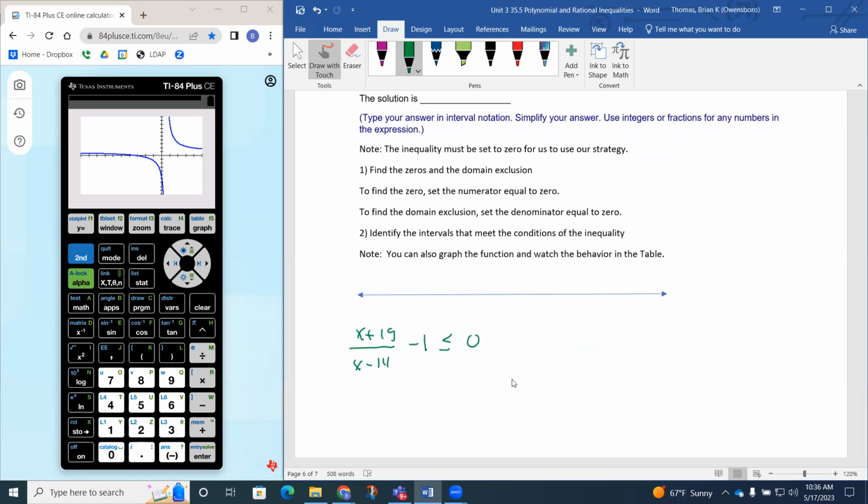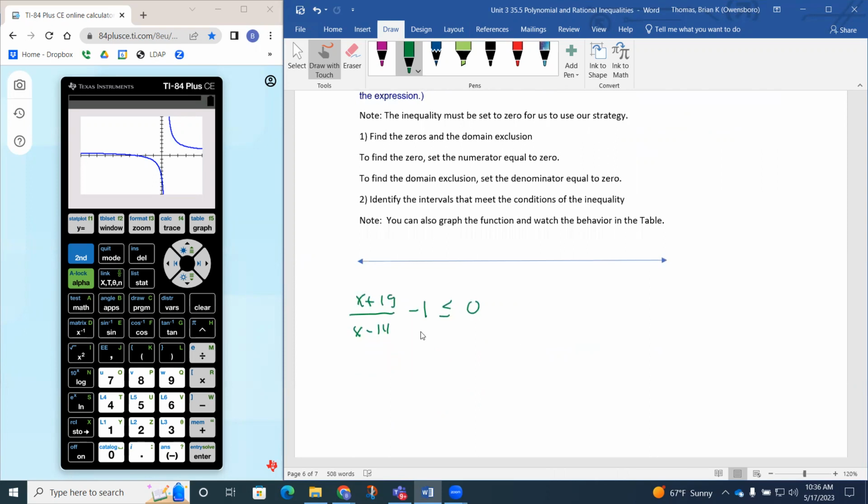So one of the things we want to do to make this all work is this has got to be all under the same fraction. It's got to be all under the same denominator. I've got two pieces now. So one of the things I got to do is get this 1 combined in with this.